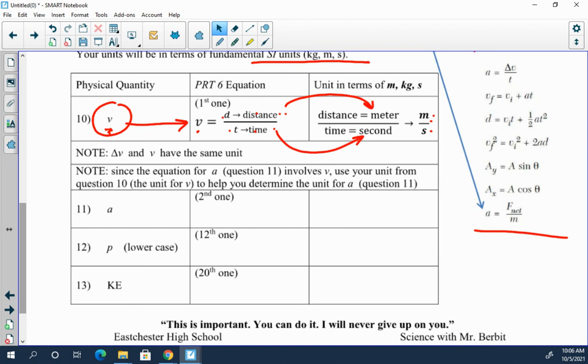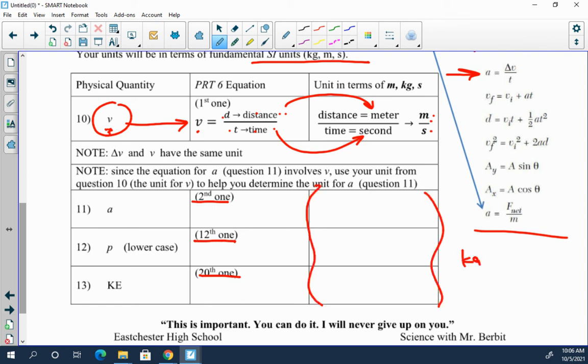When I say second one over here, I mean this second equation of PRT6. This is the 12th, this is the 20th. This is not difficult, but your answers over here are only allowed to have kilograms, meters, seconds. Doesn't have to have all three. Those are the only three that are possible. All right.